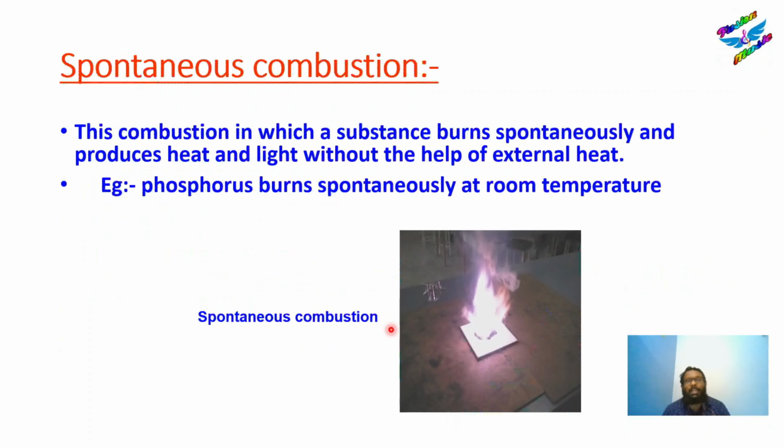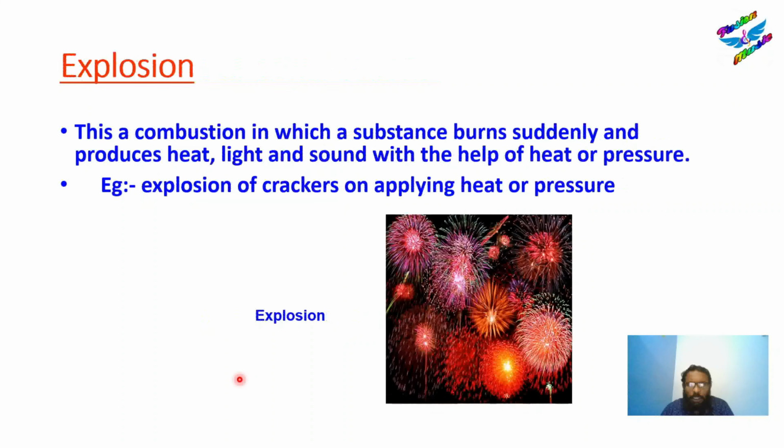The second one is spontaneous combustion. Here, the substance ignites without the help of any external heat. One example is phosphorus, which burns spontaneously at room temperature. Take white phosphorus, for instance. When it is placed in water, there is no reaction. Once the white phosphorus dries, at room temperature, since its ignition temperature is very low, it burns by itself. Such burning is called spontaneous combustion.